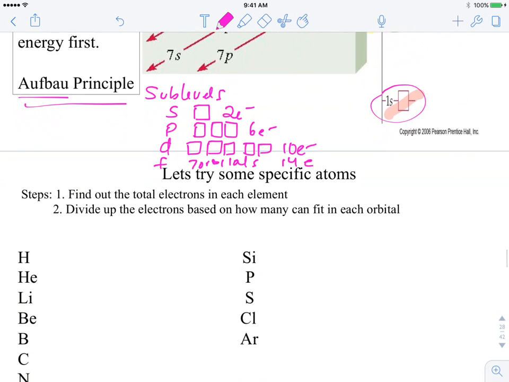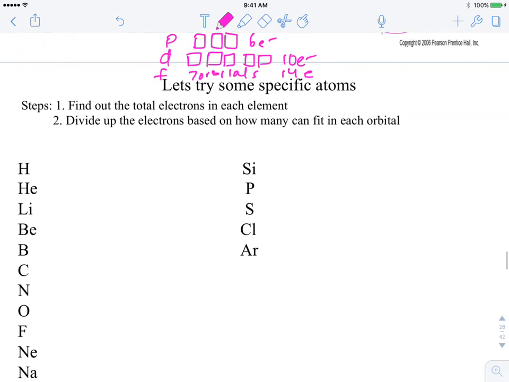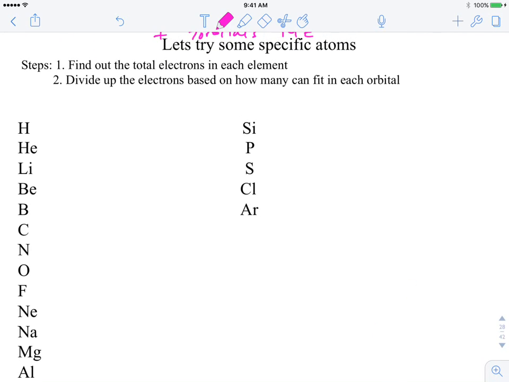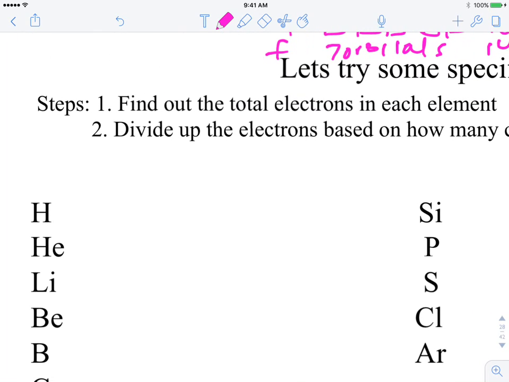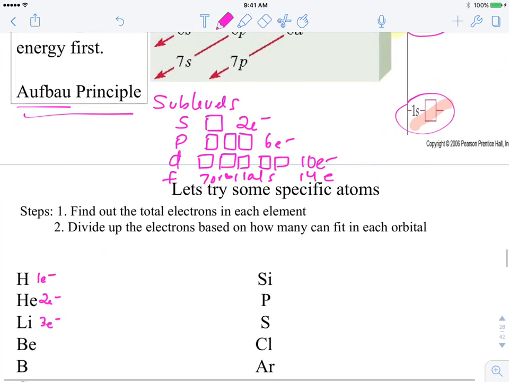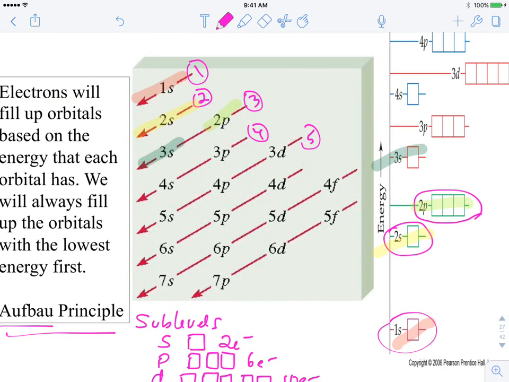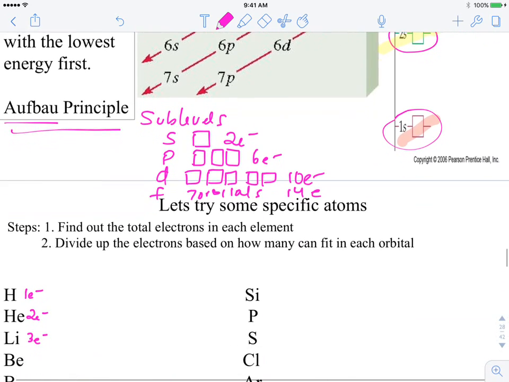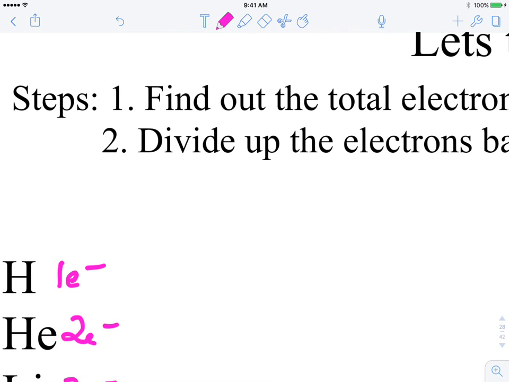Now, let's go through and try to write electron configurations. These are the first 18 atoms in order. For example, hydrogen has 1 electron. Helium has 2 electrons. Lithium has 3 electrons, and so on. Hydrogen only has 1 electron. Let's go back to the diagonal rule. The first sublevel and orbital to fill up is 1s. So we show that by writing 1s with a superscript 1. This top number shows you the number of electrons. This is called an electron configuration.